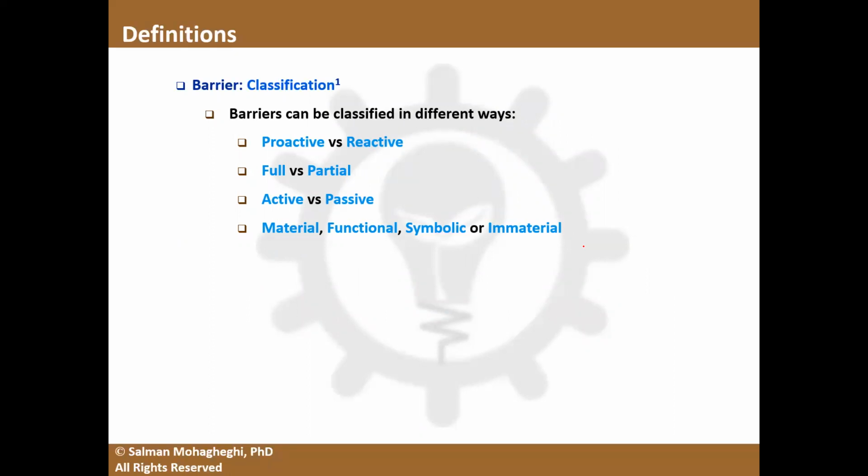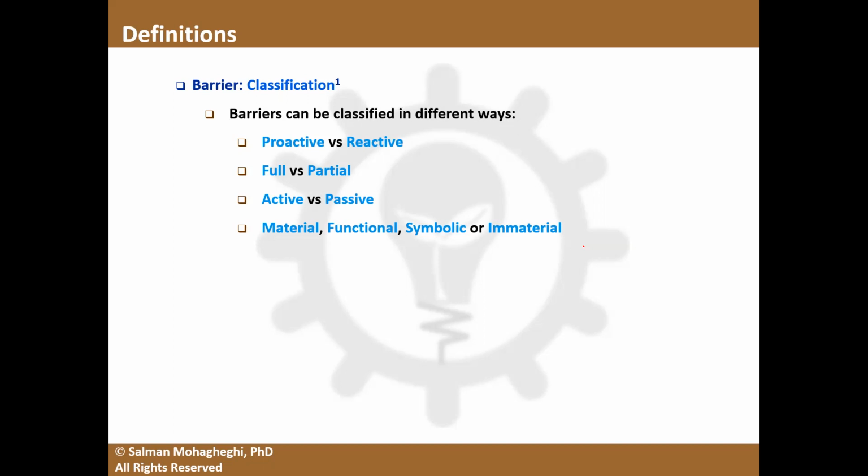One is to look at it in terms of proactive versus reactive. Proactive barriers, also known as preventative barriers or control barriers, try to reduce the frequency of the unwanted event happening. Reactive, on the other hand, does not concern the frequency. Instead, it tries to reduce the consequence of the event. These are also known as mitigation barriers.